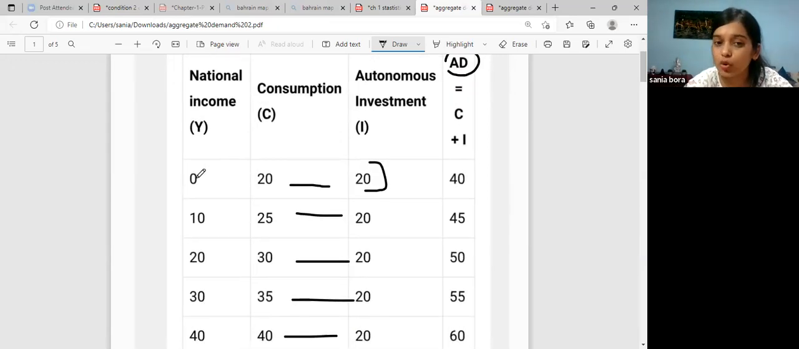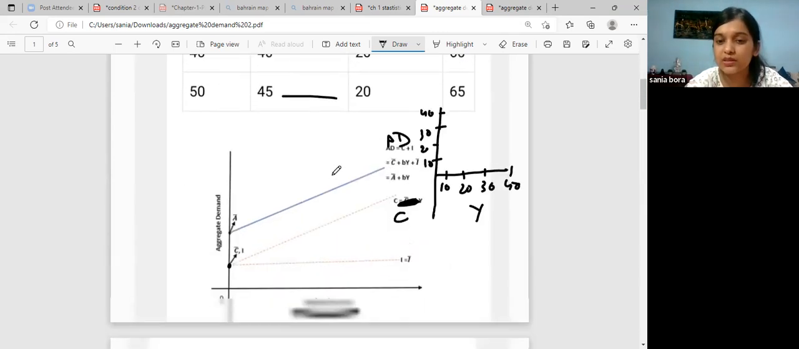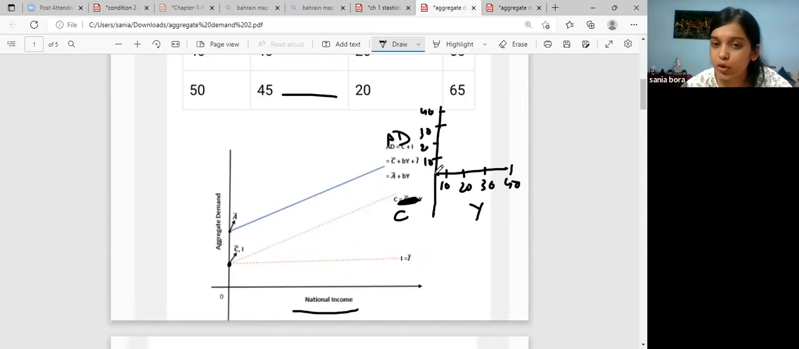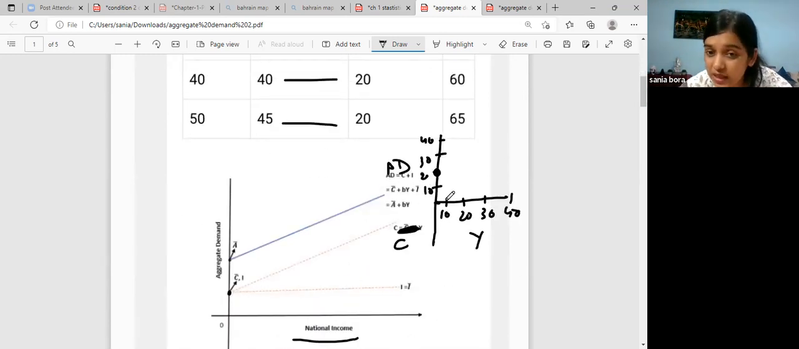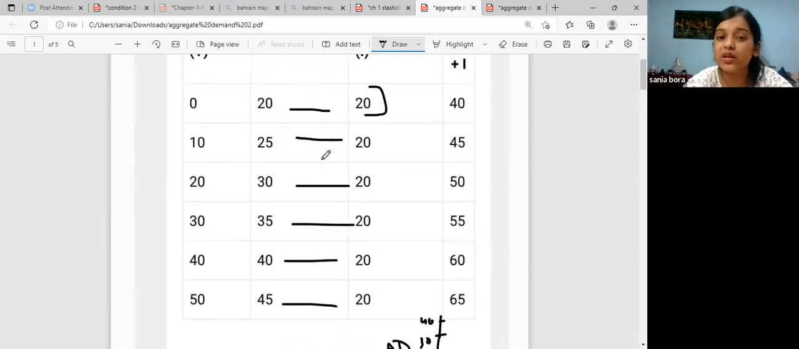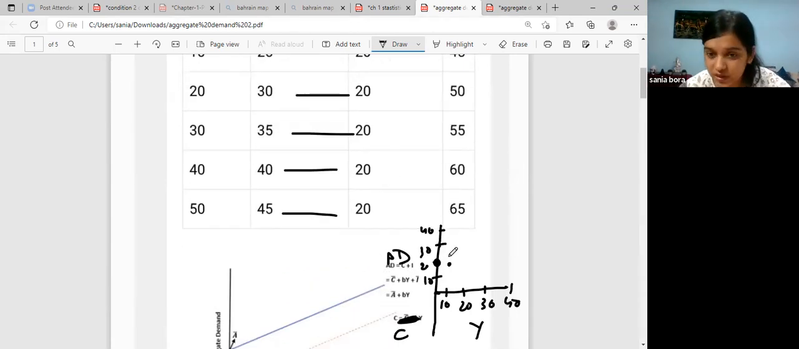When your income is 0, your autonomous investment is 20 over here. When your income is 10, your autonomous investment is 20 again. When your income is 20, your autonomous investment is 20. So it is 20 throughout. You can say it is like this, a straight line. This is your I. Got the point for I?